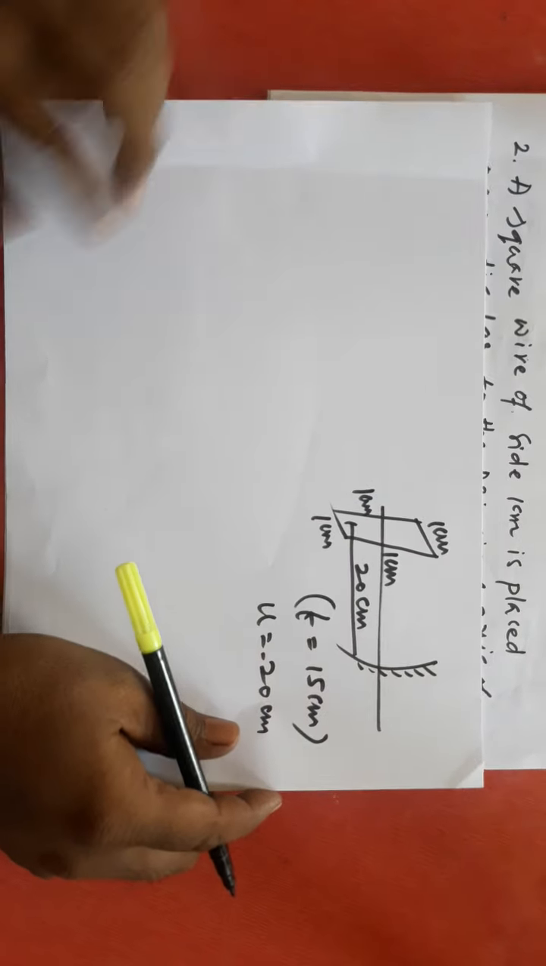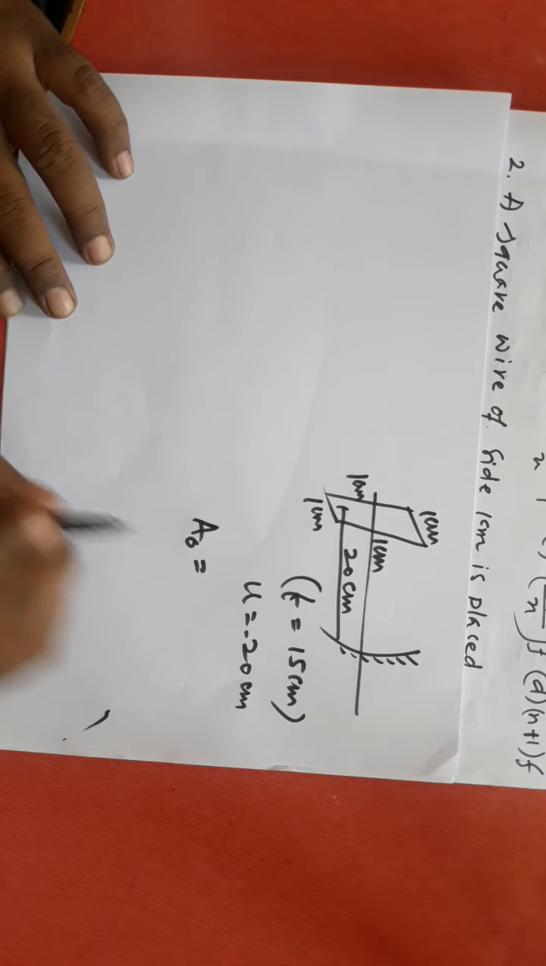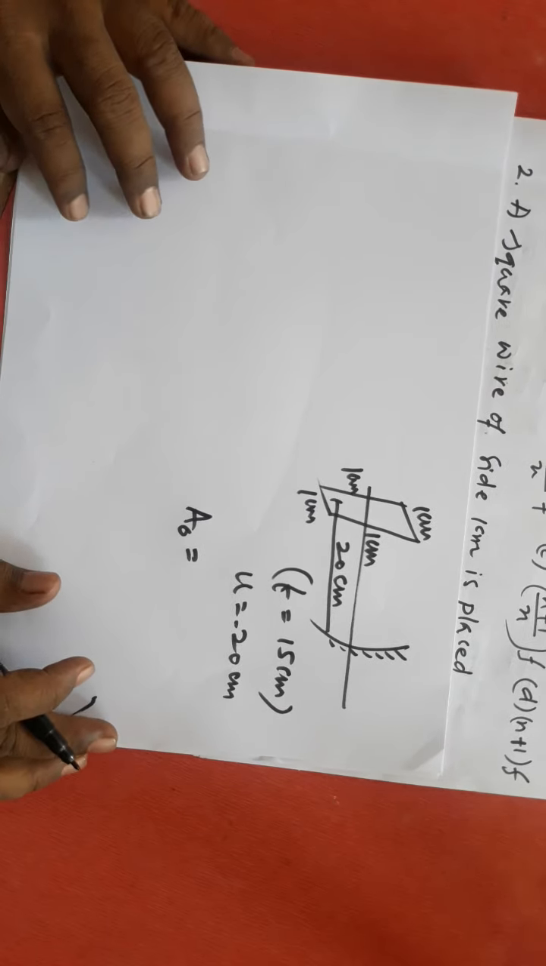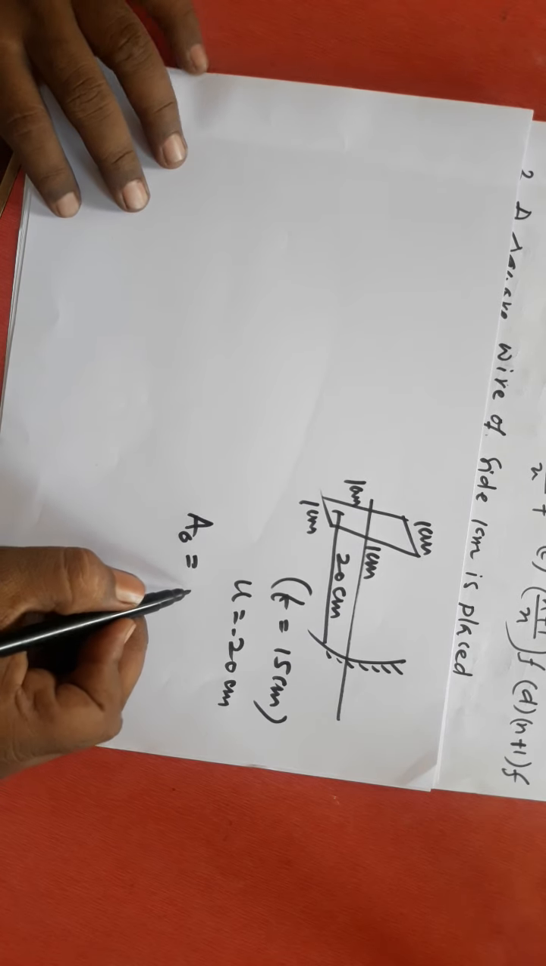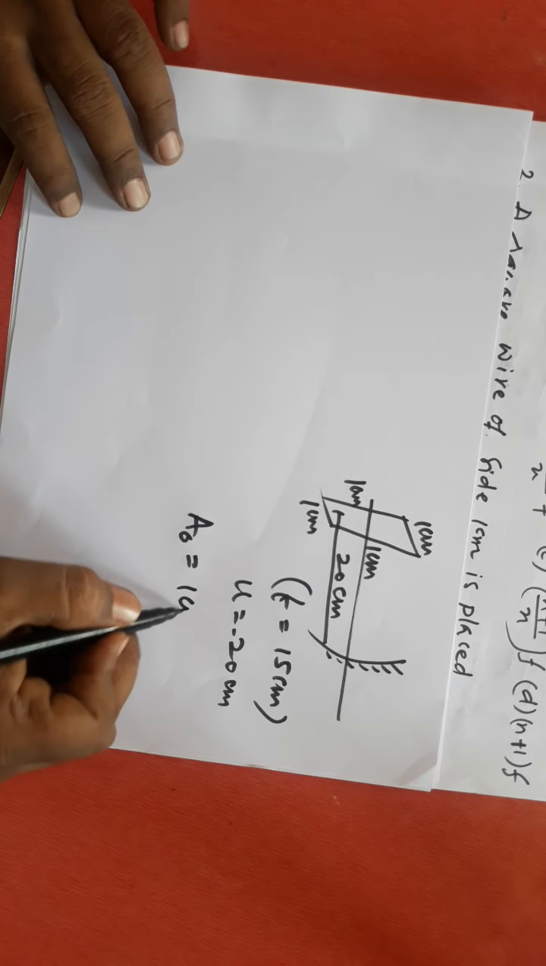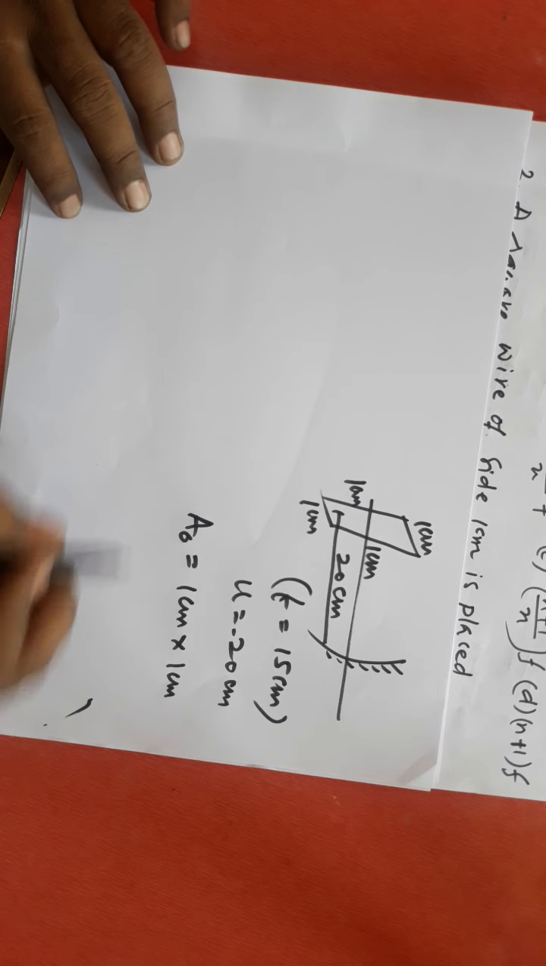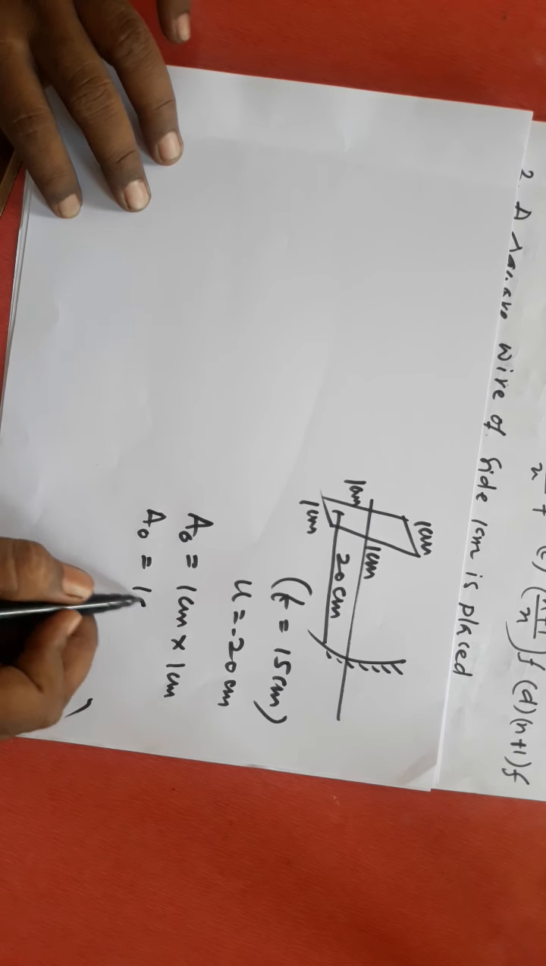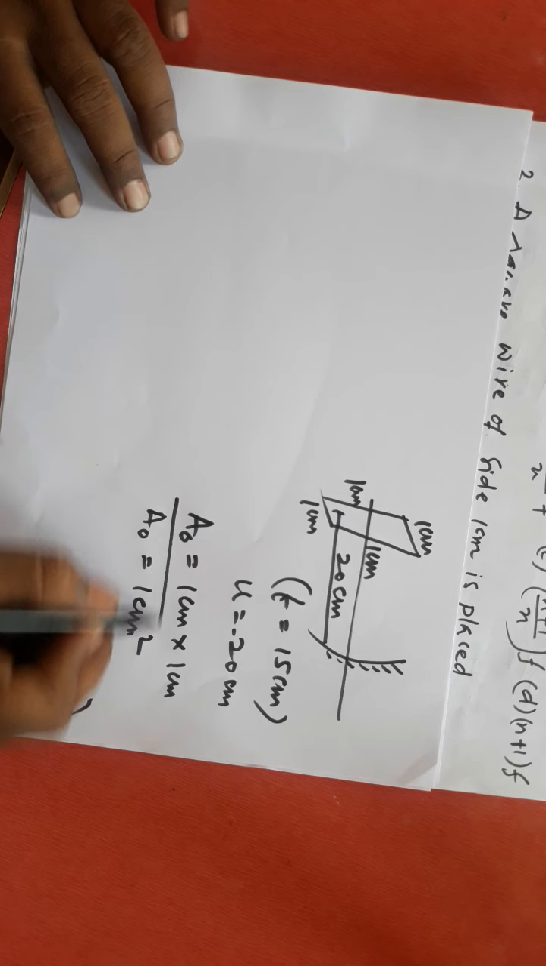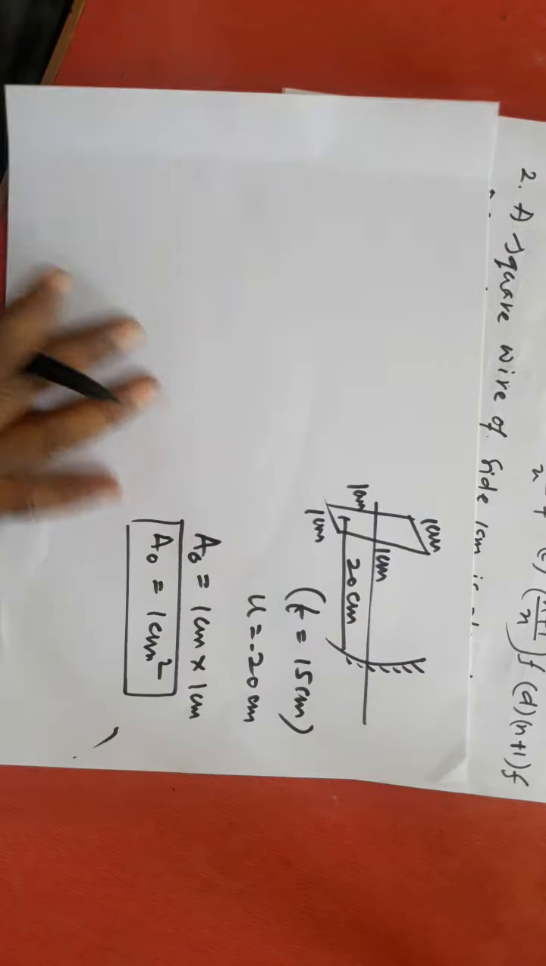What is the area of the object? First you try to find out. This square of side 1 centimeter. Then the area of the object is 1 centimeter into 1 centimeter. That is, area of the object is 1 centimeter square. I wanted to find the area enclosed by the image. Area enclosed by the image, that I explained you in magnification.